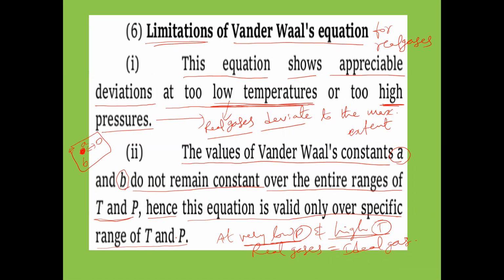At the specific range of temperature and pressure only, A and B will be applicable to the gases. Is that clear? So that point mainly you have to understand here. So these are the drawbacks, the limitations, of the Van der Waals equation.